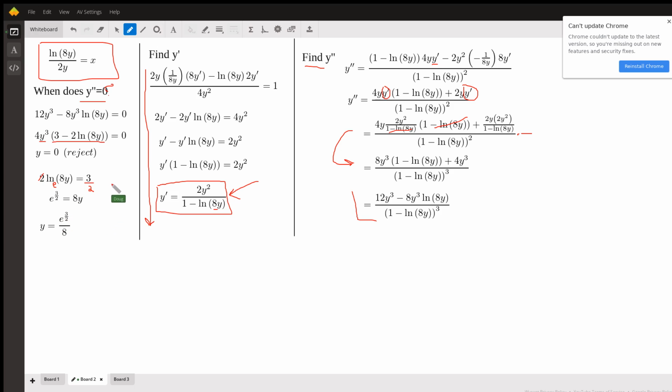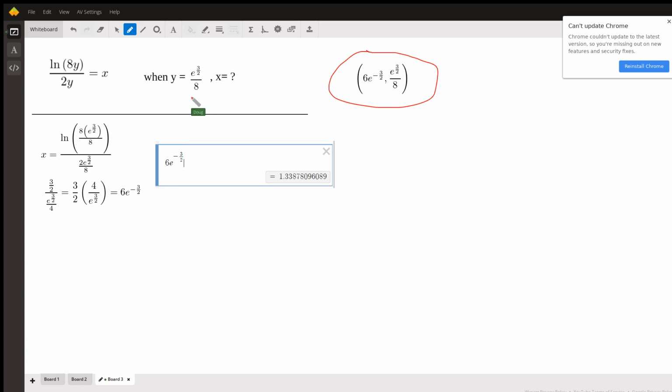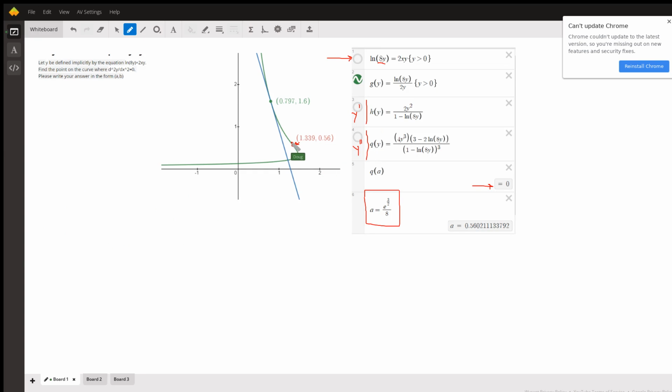That's the y coordinate of the point where the second derivative is equal to 0, the point of inflection. Now, how do you find the x value? You just substitute this in for y, and there's the x value, 6e to the minus 3 halves. So there's your answer right there. And once again, that's a point of inflection.